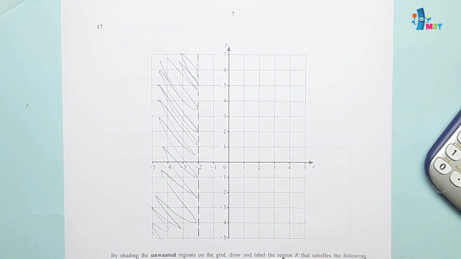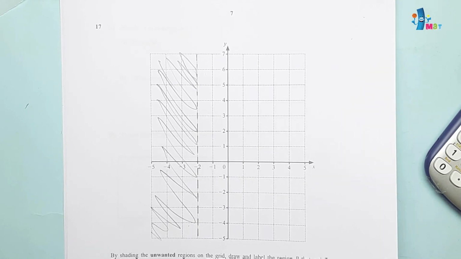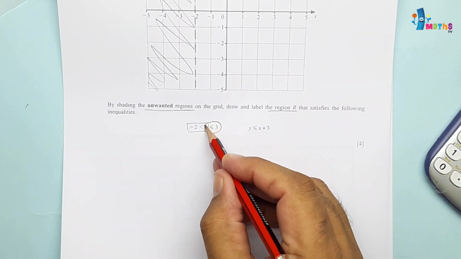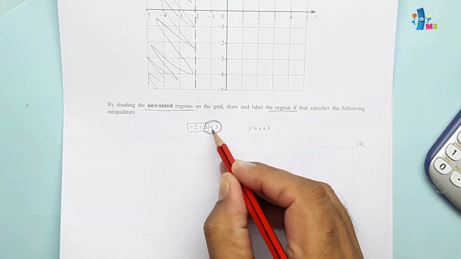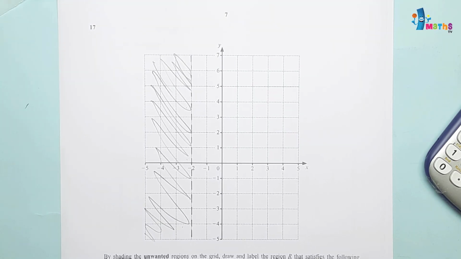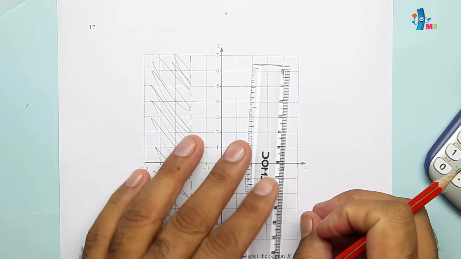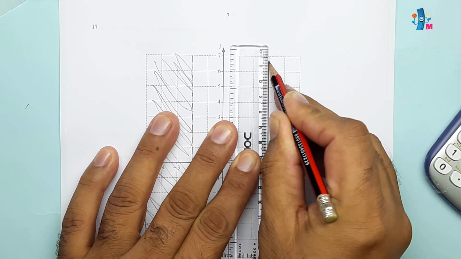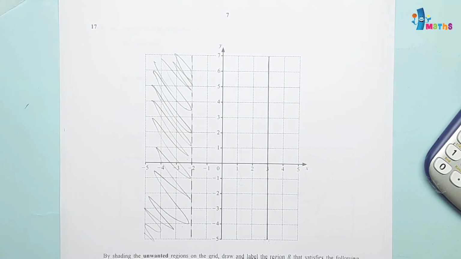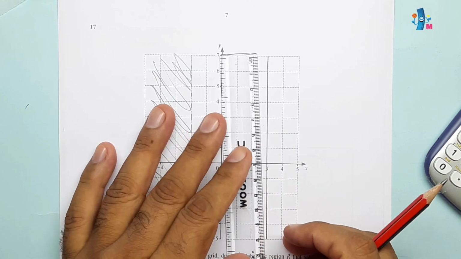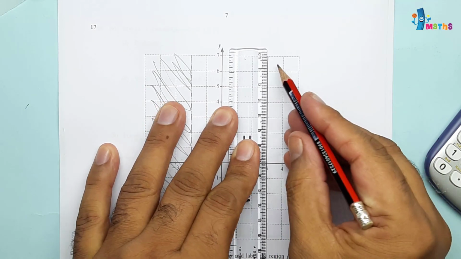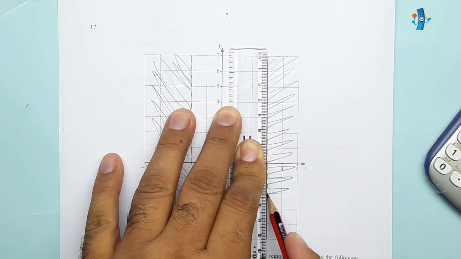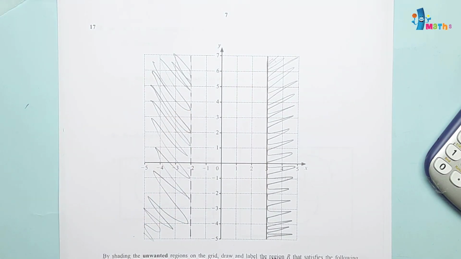Then we can take the other side of the inequality, which is x is less than or equal to 3. Less than or equal to means it should be a solid line. The line x equals 3 will be this line, and it is solid because it includes equal to as well, and less than is required. So we can shade this portion. This is the shaded portion.